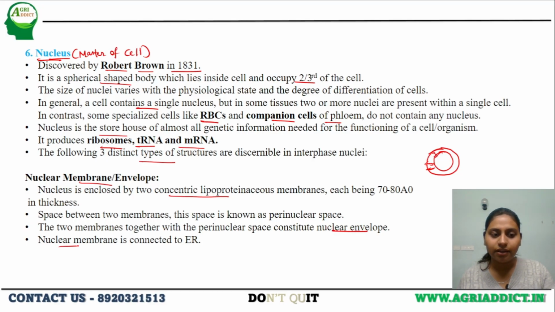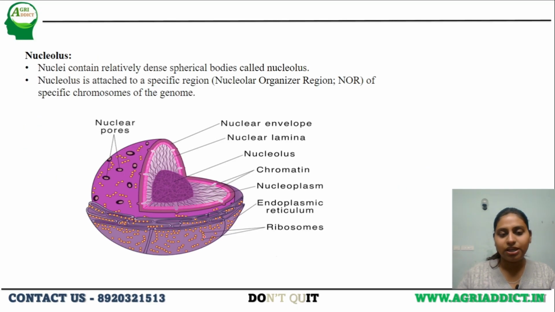And this nuclear envelope or nuclear membrane is connected to the endoplasmic reticulum. Here you can see this is the nuclear envelope, a double membrane bound structure, and it is connected to the endoplasmic reticulum. Some regions of the nuclear membrane have small pores, which are called nuclear pores. These nuclear pores help in communicating with the other organelles present in the cytoplasm. Then the second important structure is the nucleolus.